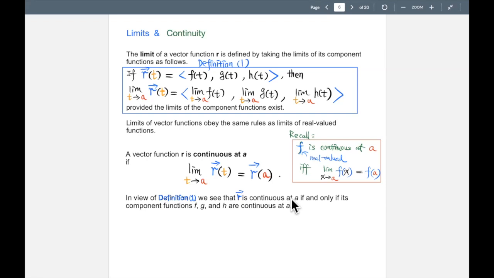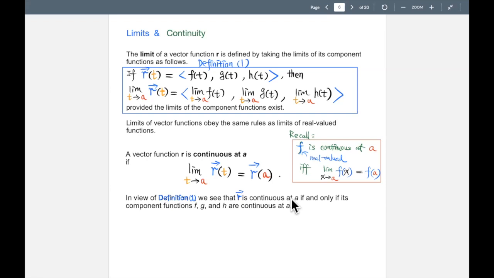Right? That makes sense, right? When you try to take the limit as t approaches a, you just take the limit as t approaches a for each component function. Okay. Now, do you recall the definition for a function to be continuous at a?